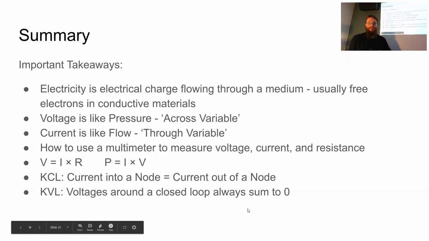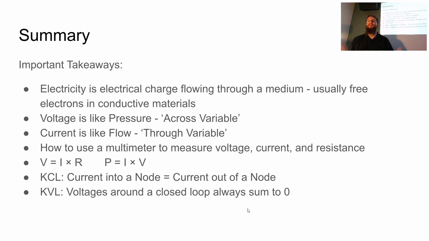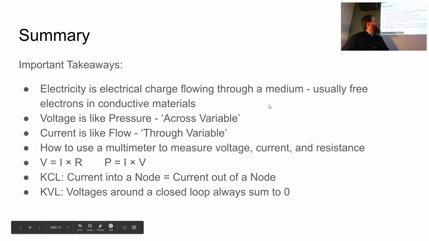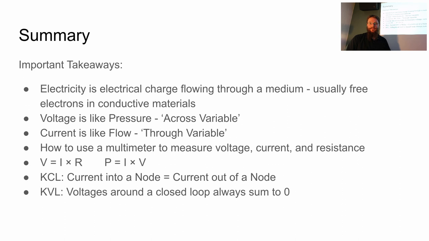Okay, so we are to the summary. That's all I wanted to teach you. Hooray! The most important thing to remember is the general idea that electricity is electrons flowing through a conductive material. Voltage is analogous to pressure. It is an across variable; you measure it from one point to another point. Current is like flow, the flow of the electrons, and that is a through variable, so you have to insert your meter into the path of flow to measure it. Hopefully you've got a generally good idea of how to use a multimeter from all my fumbling around up here.